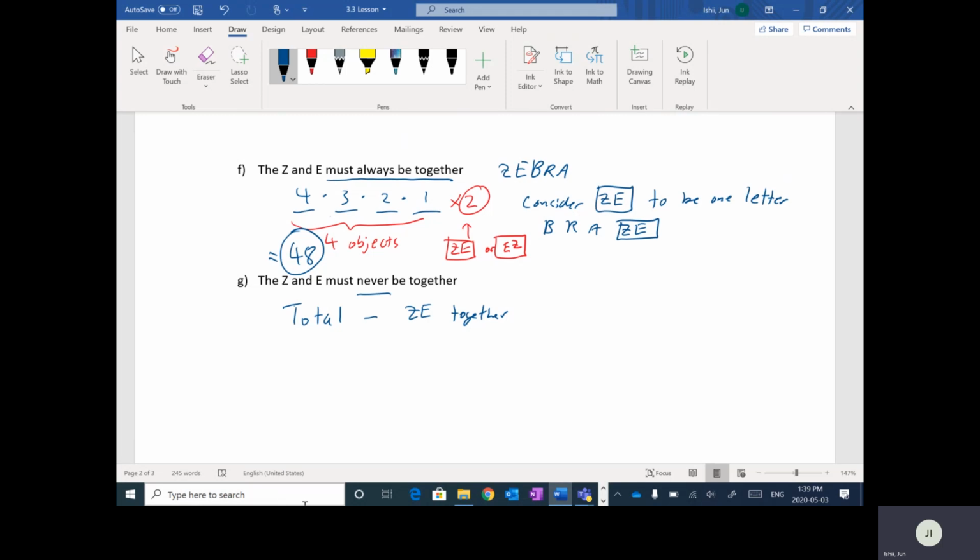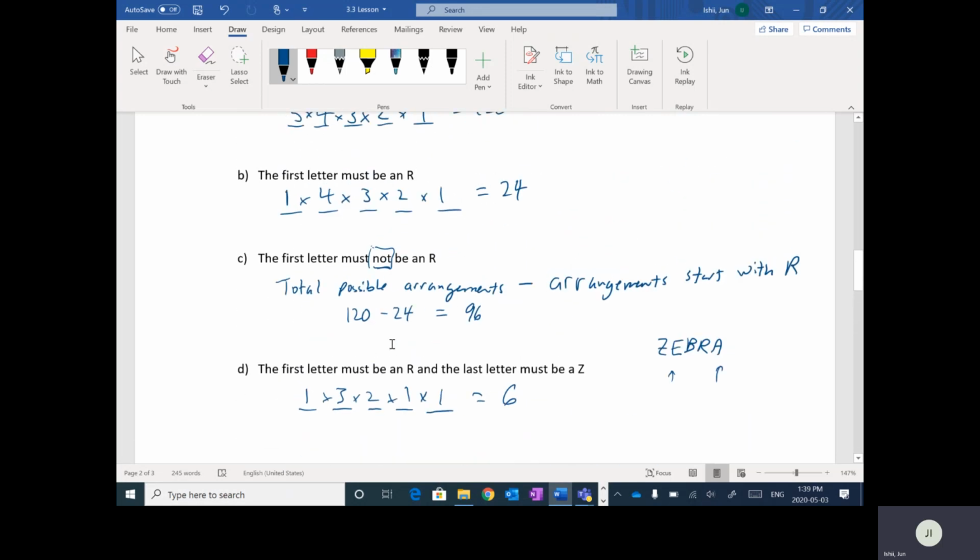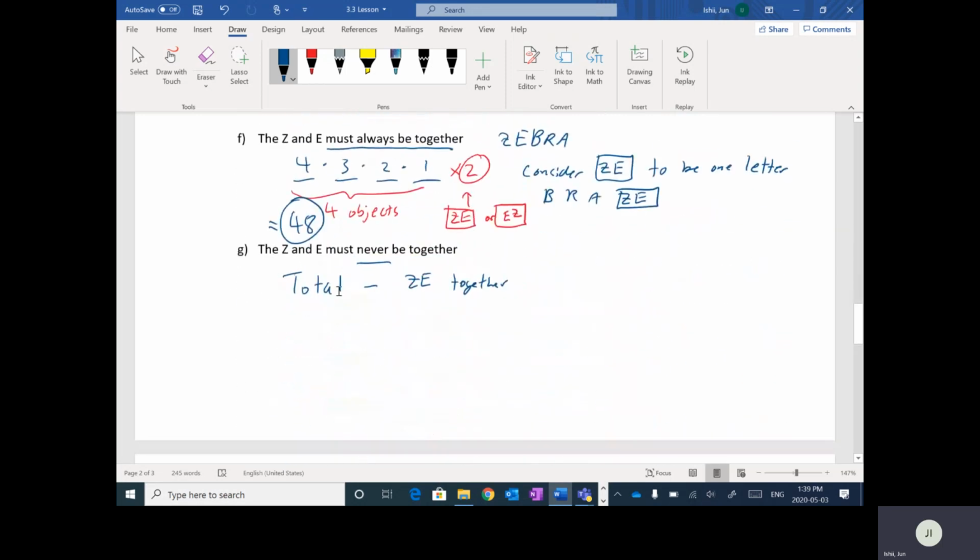All right, so the total number of ways was 120. So the total possible number of ways with no restrictions is 120. From there, I'm going to subtract the number of ways of putting the Z and E together, which is 48. So therefore, that is going to be 72 ways. Okay. So again, whenever you spot the word never or not together, a not statement, take the total minus the times that it is happening.